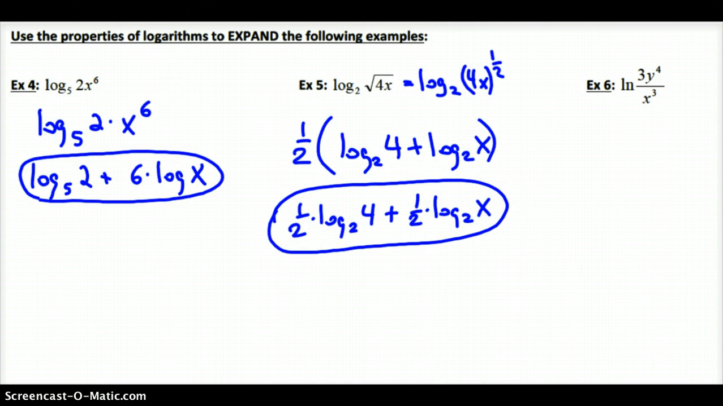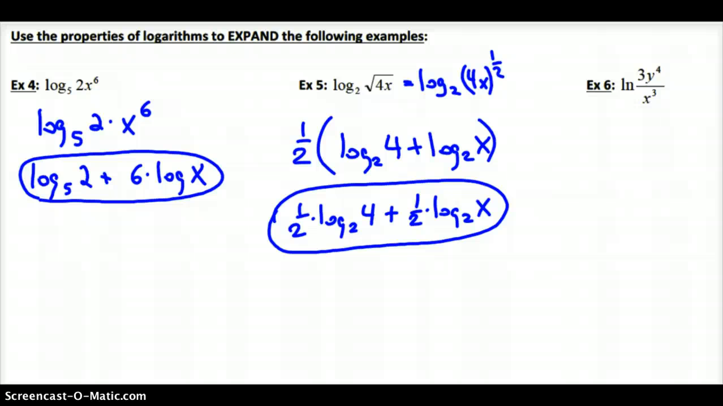Example 6 is using the natural log instead of a log base 2 or a log base 5. Remember, natural log is log base Euler's number. Now here we got a lot of stuff going on. We've got a product in the top with one of the pieces having a power, and we have a powered expression in the bottom. I'm going to go ahead and do this all at once here.